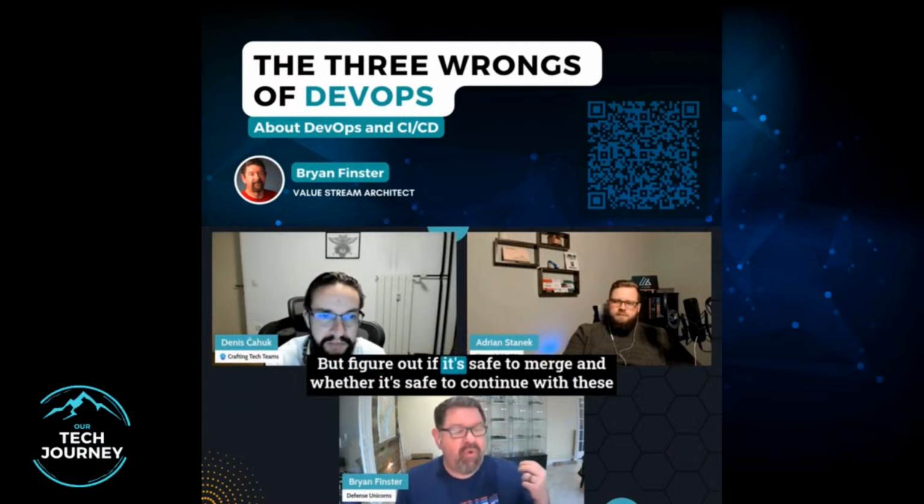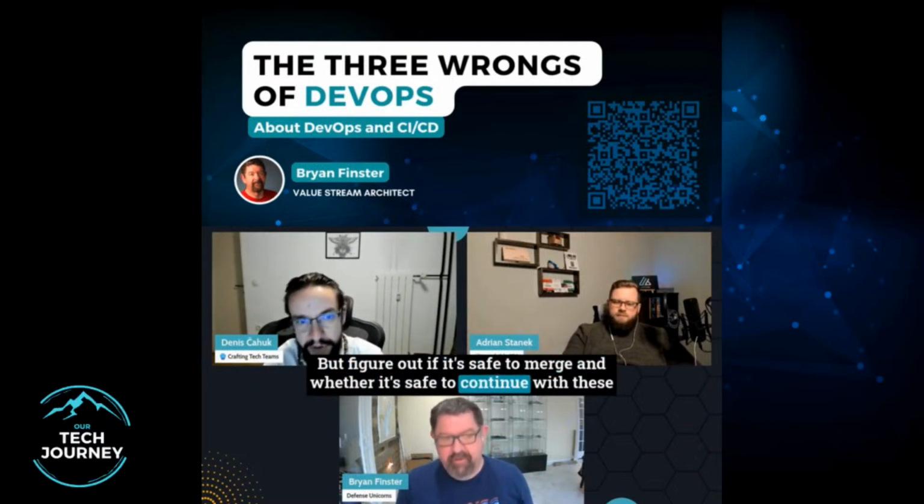There are two kinds of feedback. Number one, there's the engineering feedback: I'm going to deliver this change today to find out if it breaks anything. And then there's the business feedback: I'm going to deliver the smallest slice of this next feature to find out if it's valuable, and get feedback. Figure out if it's safe to merge and whether it's safe to continue with these requirements.